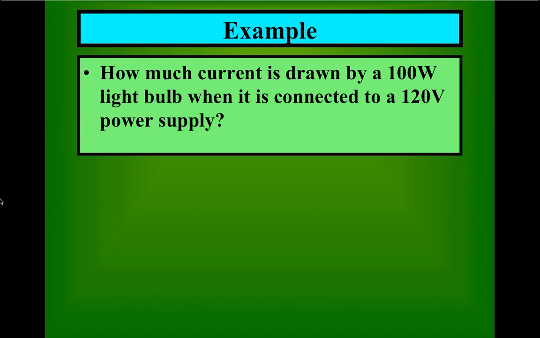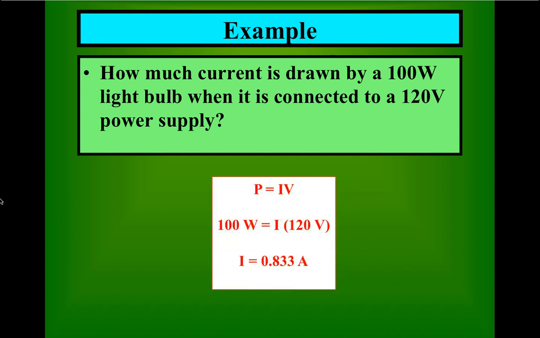How much current is drawn, or how much current is used, by a 100-watt light bulb when it is connected to a 120-volt power supply? They give us P, power, 100 watts. They tell us 120 volts. We're looking for I. P equals IV. 100 watts divided by 120 volts gives us 0.83 amperes.